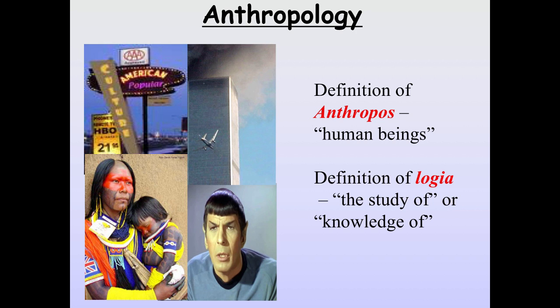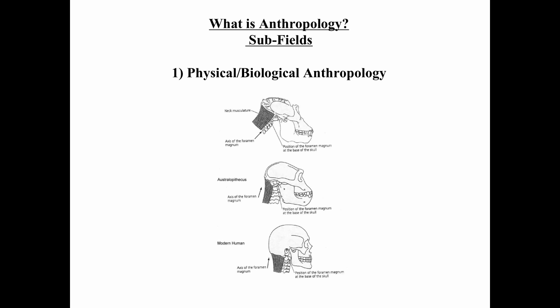So again, anthropology is the study of human beings anywhere, anytime, any place. Now, as I said to you at the start of the lecture, anthropology has subfields. The definition I just gave you is the overarching term, and underneath it are various subfields. We have 5 subfields that we're going to be looking at. We have physical biological anthropology, which is the oldest subfield.